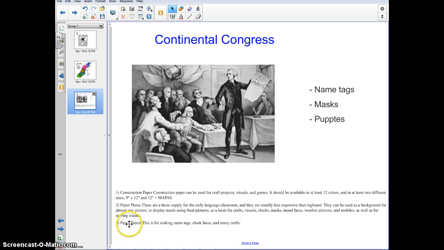Another idea here is the paper punch. So basically, students will have a name tag in here, and it's gonna say George Washington, and then they can make their own mask, and then they're gonna be talking on what Washington said or what Benjamin Franklin said.